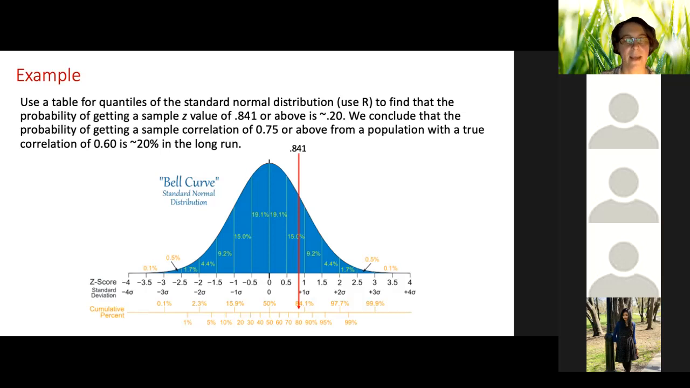All right. So then we can conclude that the probability of getting a sample correlation of 0.75 or higher from a population with a true correlation of 0.6 is about 20%. Oh, it's pretty likely, right? So that would not convince us too much that it's necessary to reject the null hypothesis. We say, okay, we're relatively comfortable with keeping that null hypothesis.